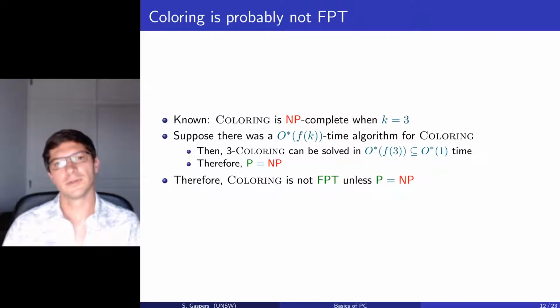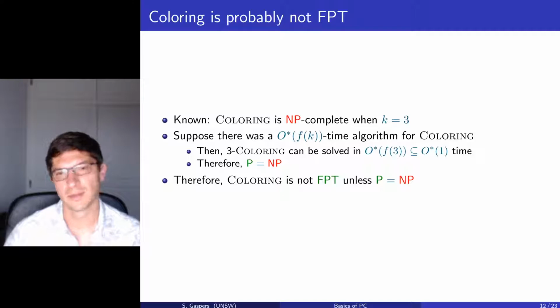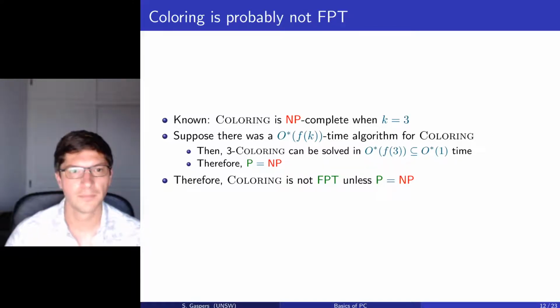But we know, of course, that coloring is NP-complete when k is equal to 3. Suppose there was an FPT algorithm for coloring. Then 3-coloring could be solved in polynomial time, because O*(f(3)) is the same as O*(1), and that's a polynomial. Therefore P would be equal to NP, so coloring is not fixed parameter tractable unless P equals NP.